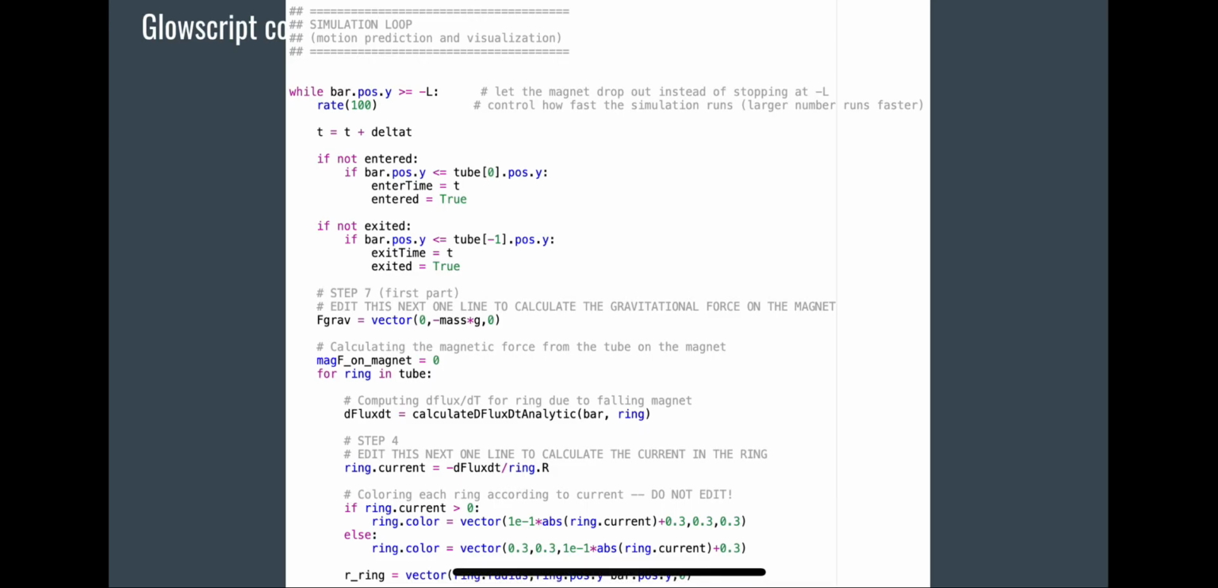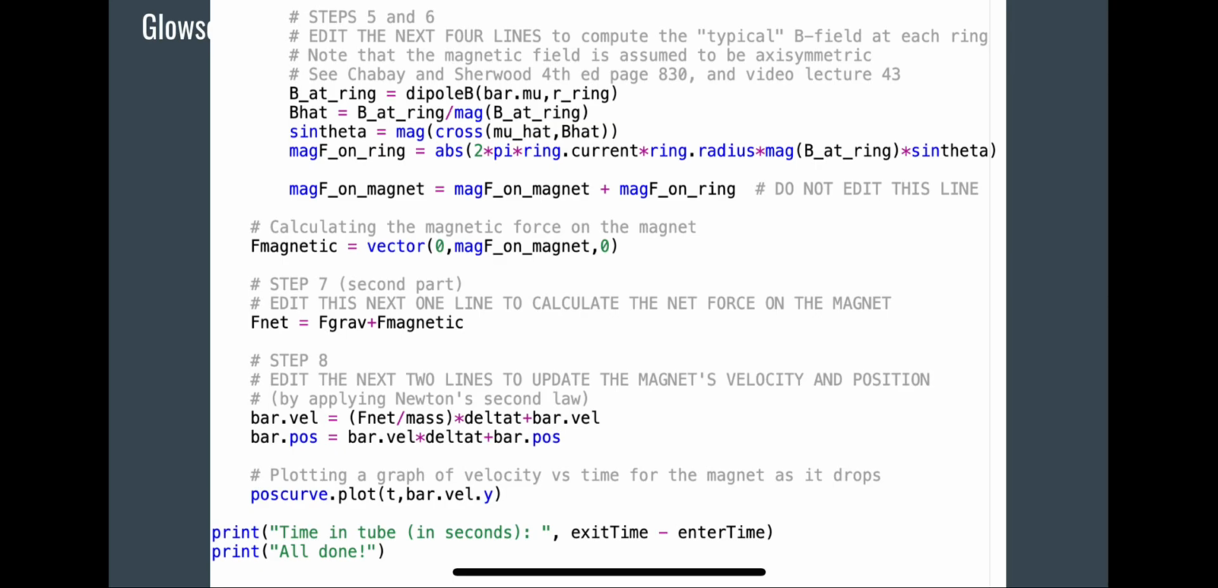Then we're getting the gravity and the magnetic force on the tube from the magnet. Then we're calculating the magnetic field induced by the dipole on the rings, and then just plotting all of that and calculating Fnet.